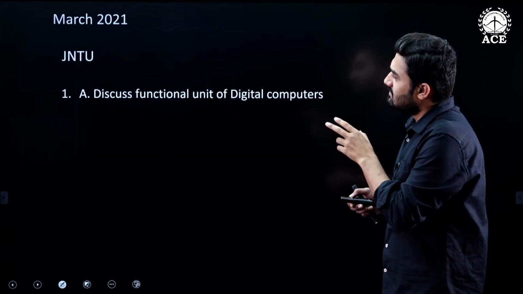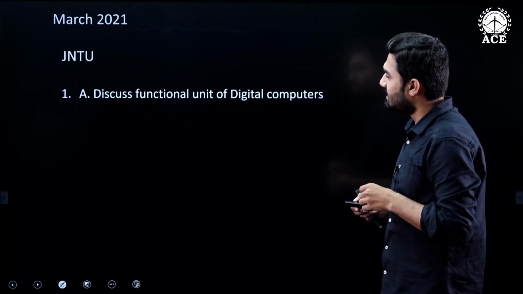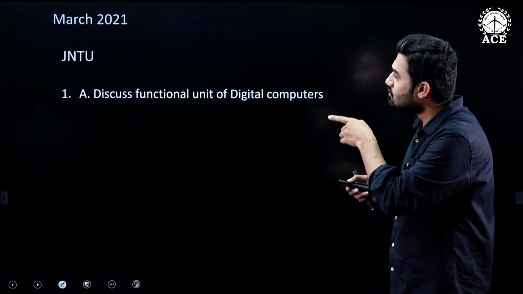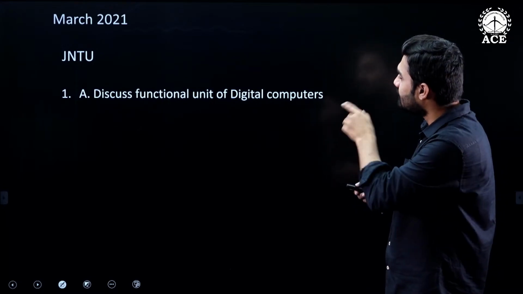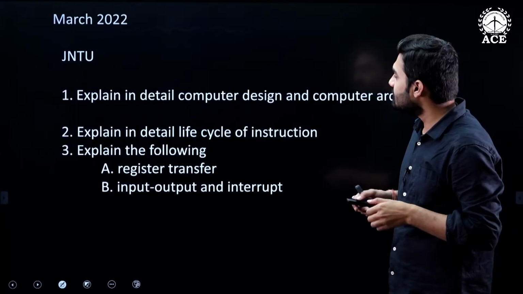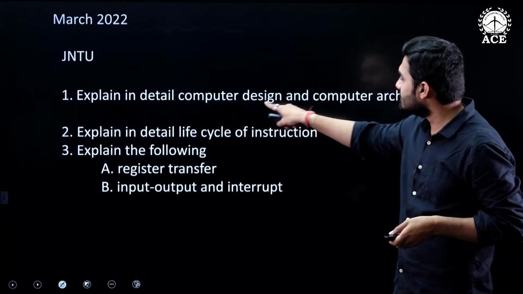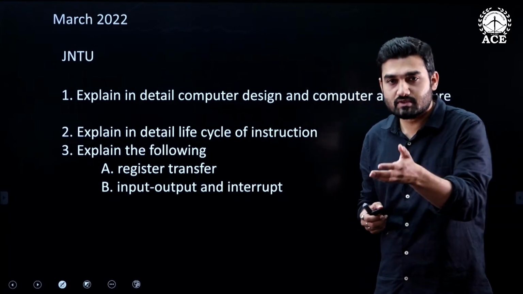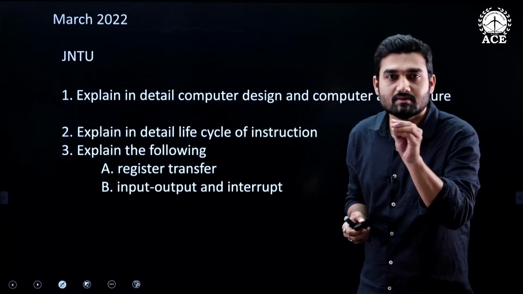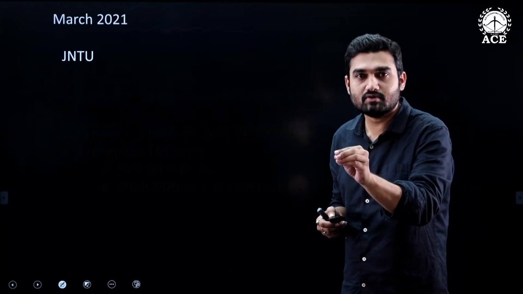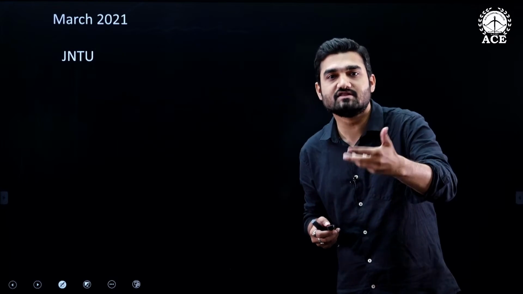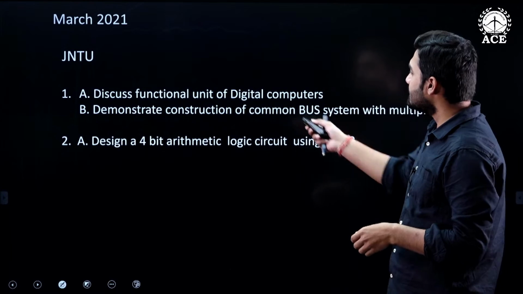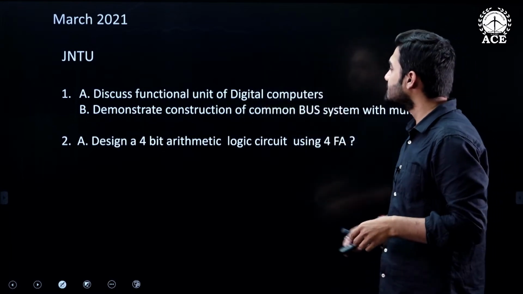After that, if you see the March 2021 paper, they are asking to discuss the functional unit of a digital computer. Just recall, in 2021, they are asking the functional unit of a digital computer. And previously, again, if you see the first question, they are asking detailed computer design and computer architecture. Their focus is on: please tell us, do you know digital computer? This is their focus. That's why they are asking many times. So in this paper also you can see the functional unit of a digital computer.